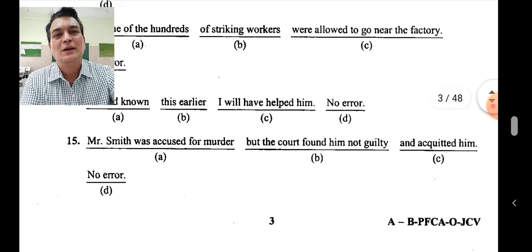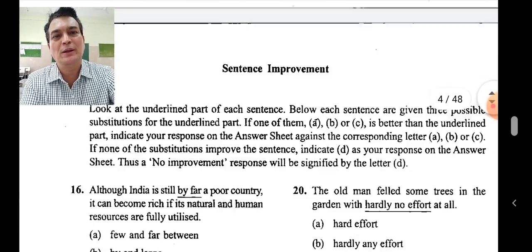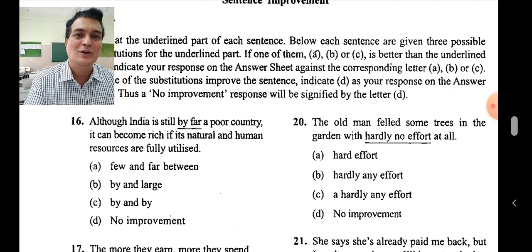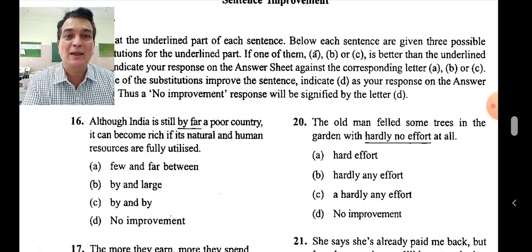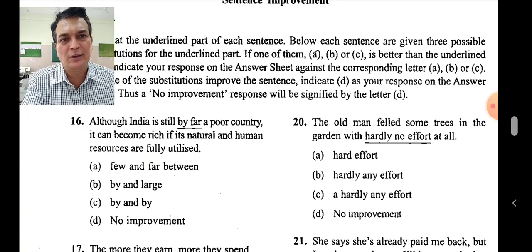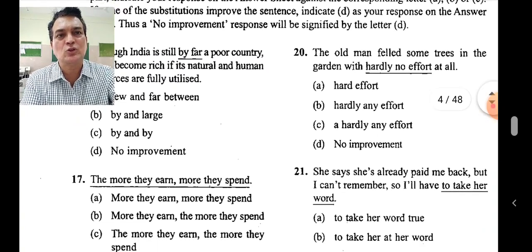Let's go now to sentence improvement, the 16th one. Although India is still by far, no, the right phrase is by and large, by and large a poor country. So although India is still by and large a poor country, it can become rich if its natural resources are used well.